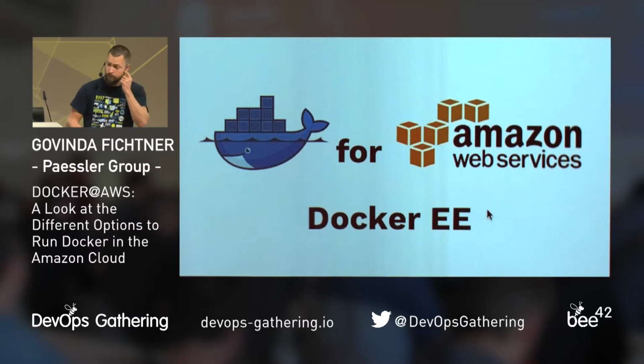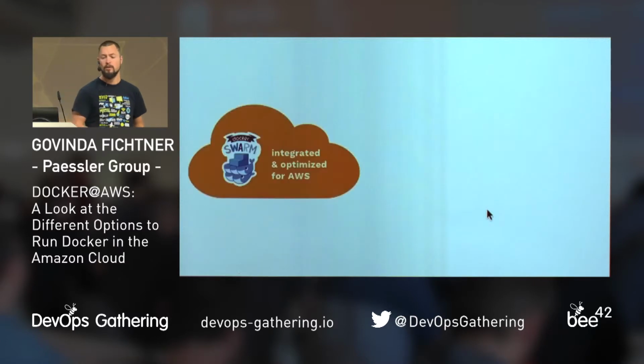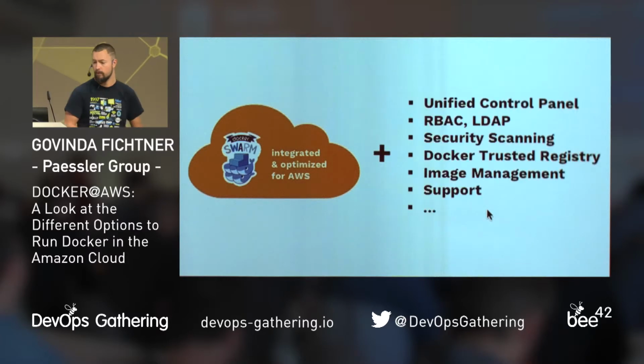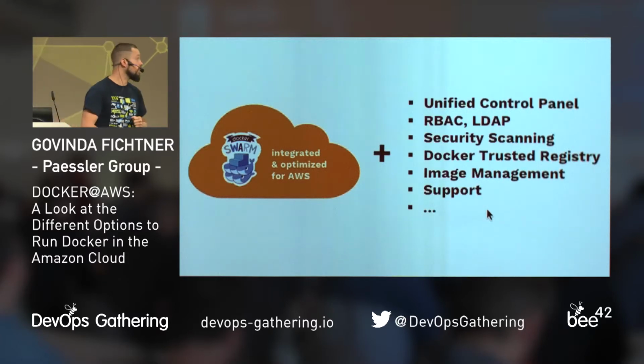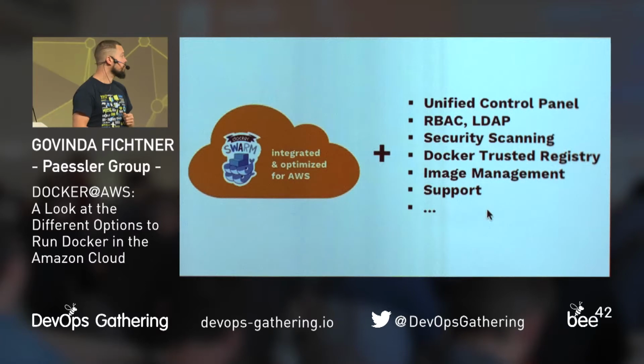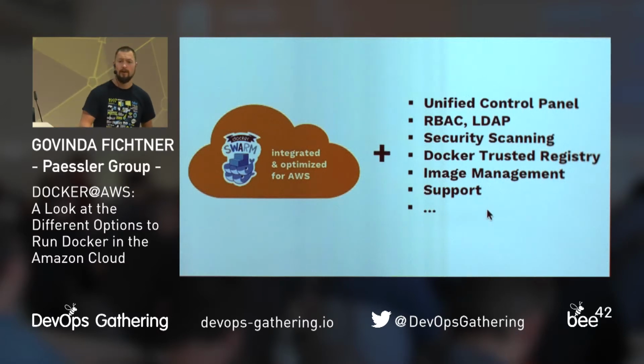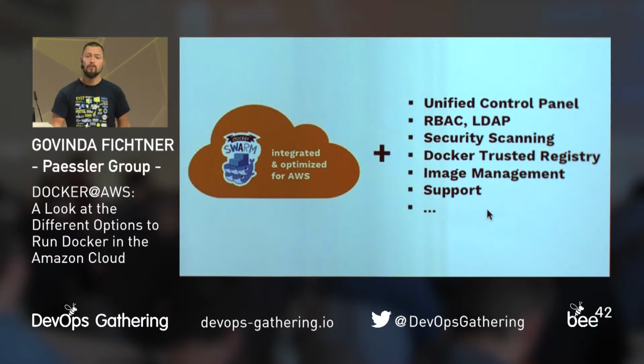That's Docker CE. And then there's this other product called Docker Enterprise Edition. Docker Enterprise Edition is basically Docker CE plus some things. You get a couple of additional things with Docker Enterprise. You get something called a Unified Control Panel. Unified Control Panel is basically a web-based management console to manage your Docker Enterprise installation.